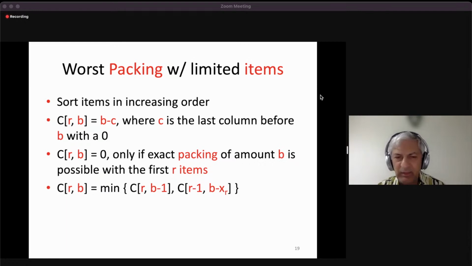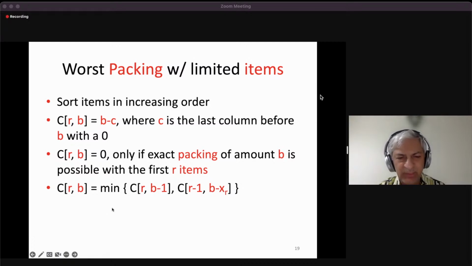So the formula will turn out to be something like this. Either you use the, and I think I made a mistake here. It shouldn't be minimum, it should be maximum. Either you take the value that you get in the previous row, or you find the one in the same row but in the previous column. Let me explain that with an example here.